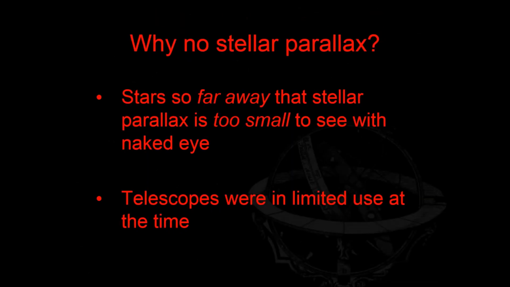So the stars were so far away that stellar parallax was too small to see with the naked eye. Telescopes were in limited use at the time, and Galileo's telescope really was not accurate enough and not of optical quality to actually discern this effect at all. So this left a question mark hanging over the heliocentric system a bit.